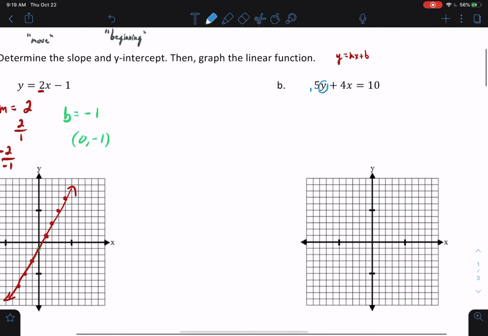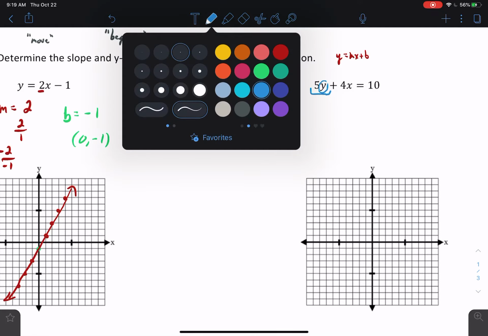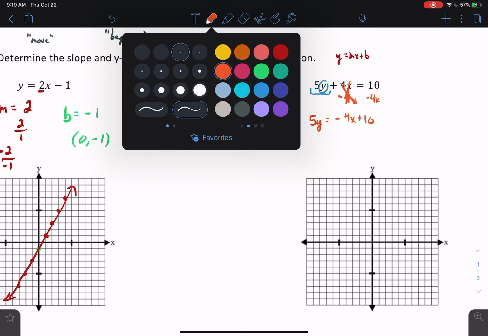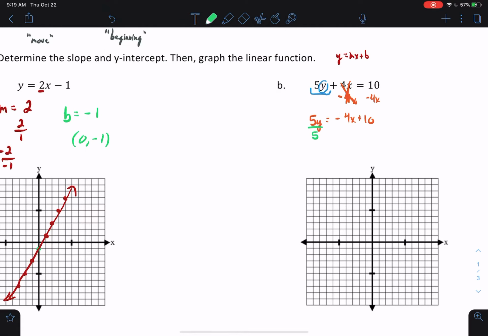Okay, so I need to get the 5y by itself to start. So I'm going to subtract 4x from both sides. So then I've got 5y equals negative 4x plus 10. It's so close to being in slope-intercept form, but the y isn't totally by itself yet. The last thing I need to do is divide everything by 5. Okay, so that's going to be y equals negative 4/5 x plus 2.